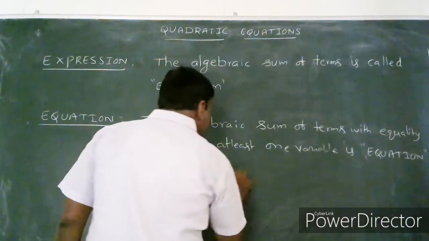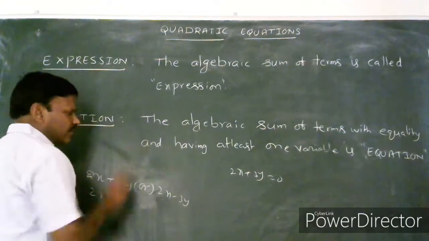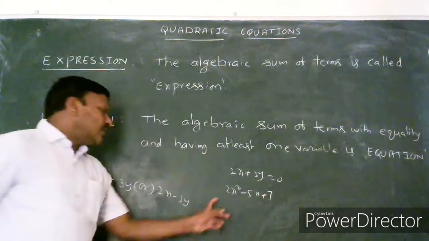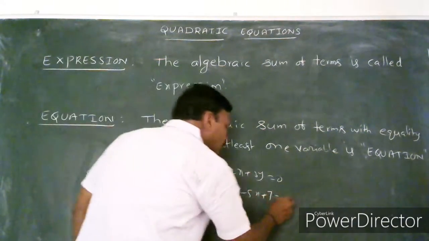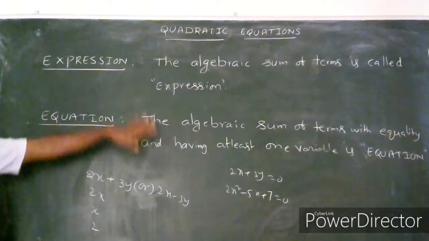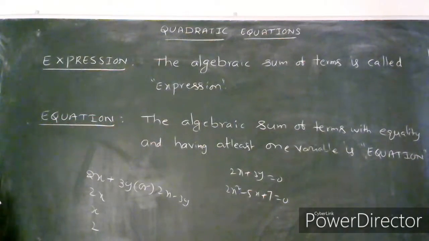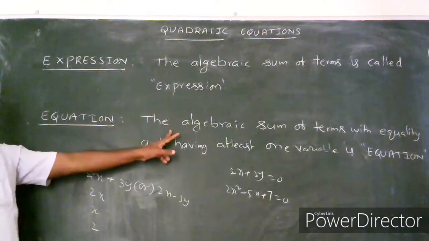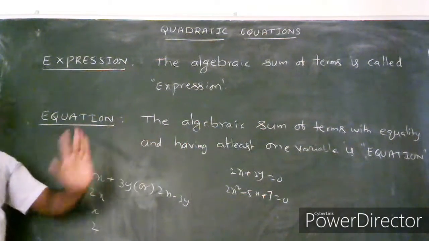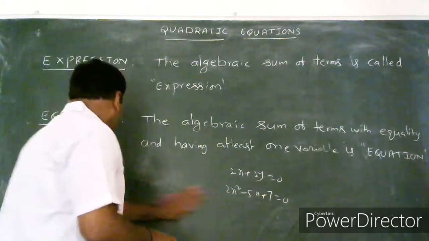For example, 2x plus 3y is an expression; equal to 0, that is an equation. 2x square minus 5x plus 7 is an expression. When you take it equal to 0, it is an equation. So this is the major difference between expression and equation. Expression means only the algebraic sum of terms. The algebraic sum of terms with the equality and having at least one variable is called equation. So another one is there. What is that another one?